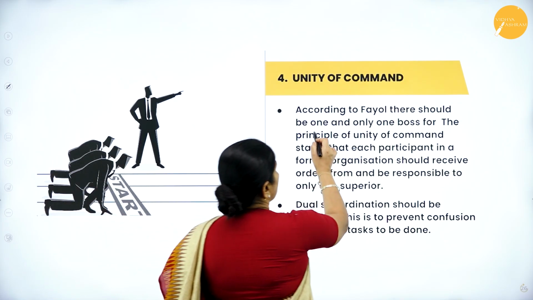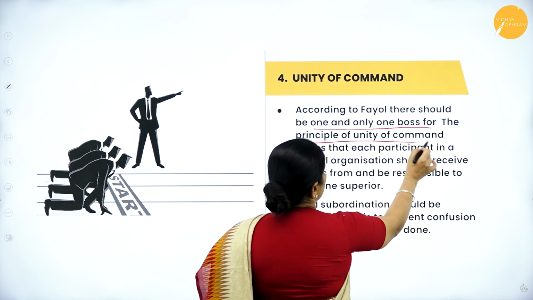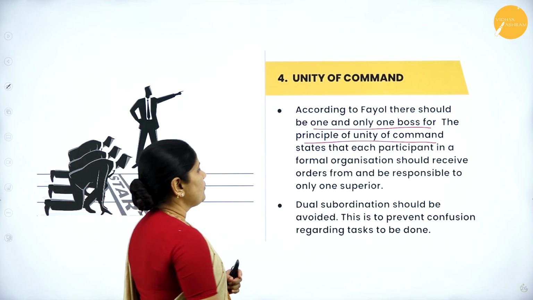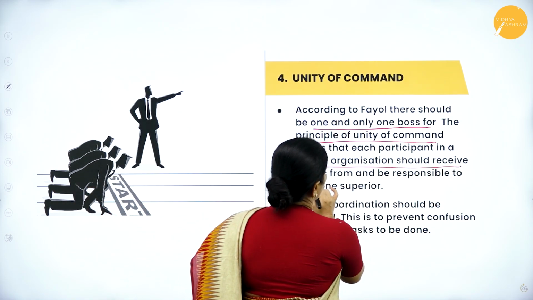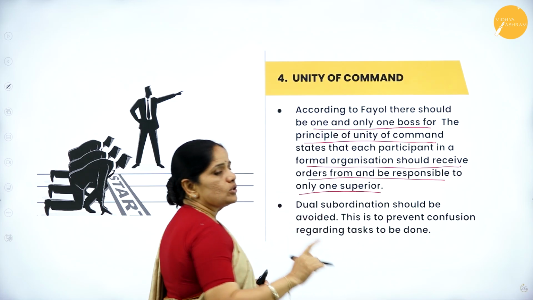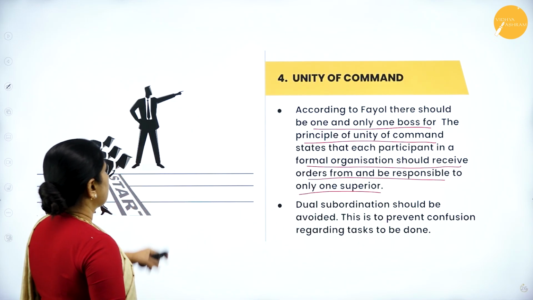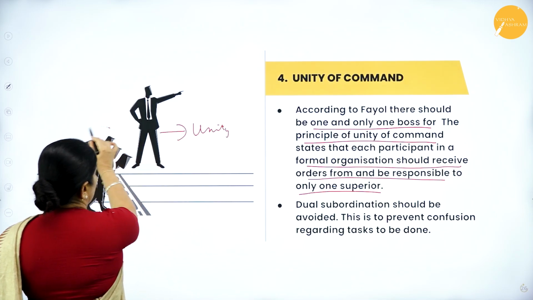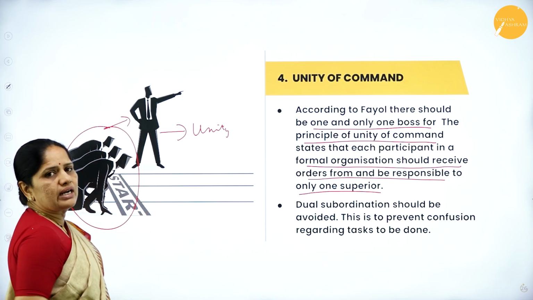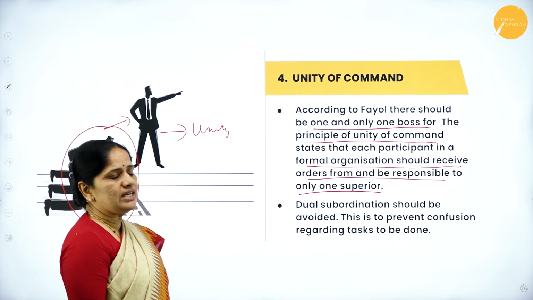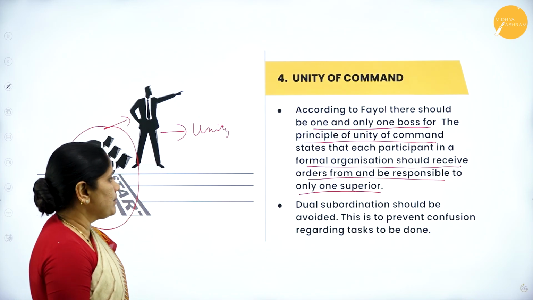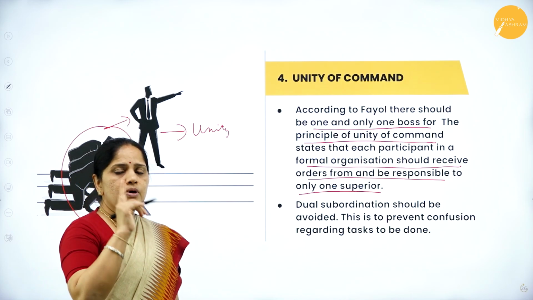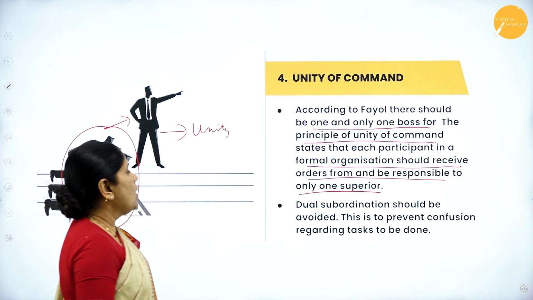So there should be one and only one superior, for the principle of unity of command. It states that each participant in a formal organization should receive orders and be responsible to only one superior. If you can see here, there is unity of command. All the three people are listening to only one person here. That is why we say that there is unity of command. They should receive orders only from one person and they should be responsible only to one person in the organization.